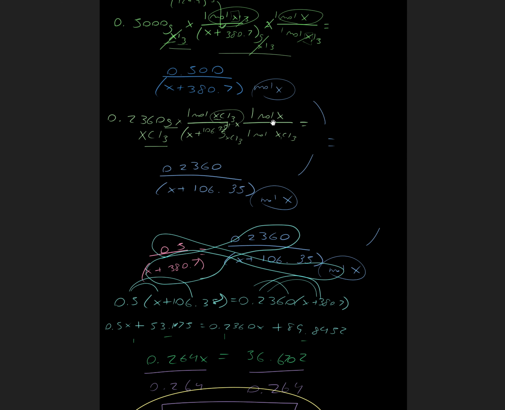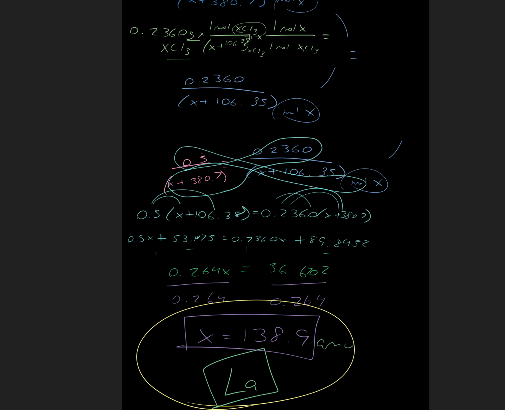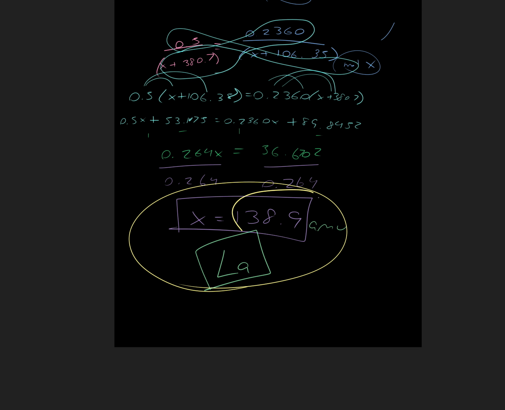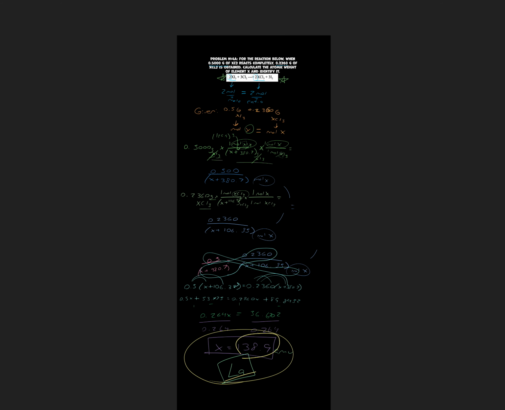Since we know these two are going to be equal, we set them equal to each other. We used cross multiplication and did simple algebra to get to our X value being 138.9 atomic mass units, and looked on the periodic table to find that that element is La. And that solved our problem.